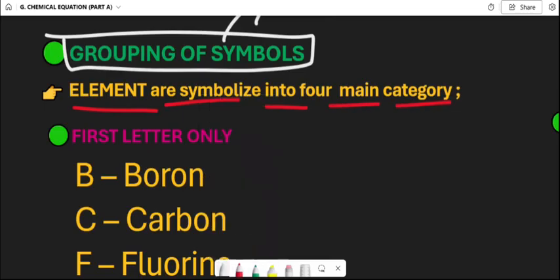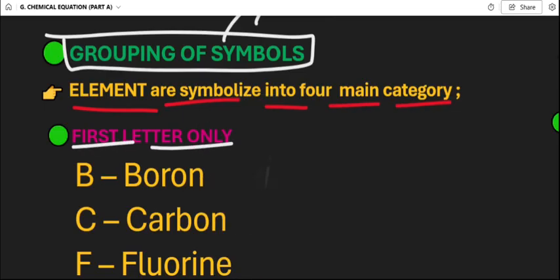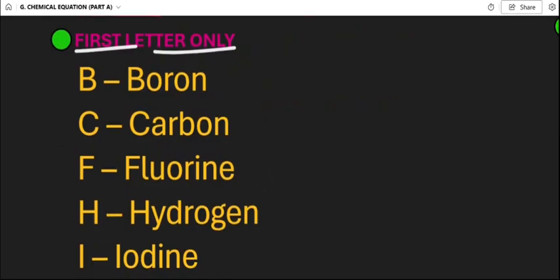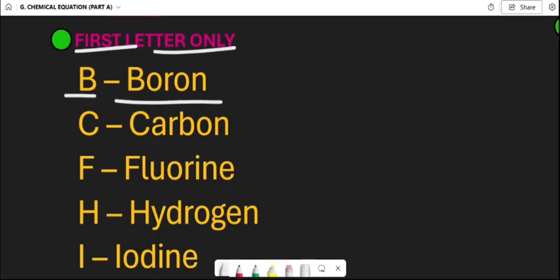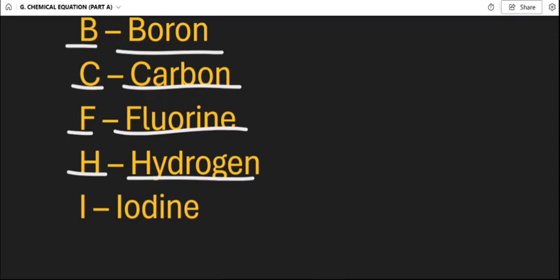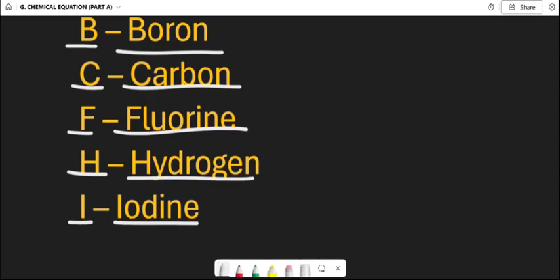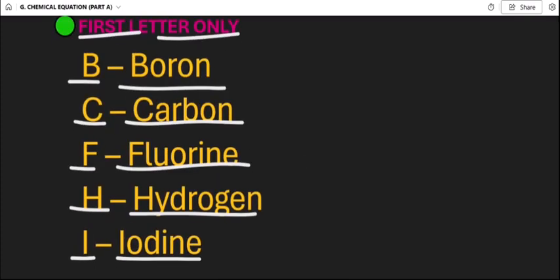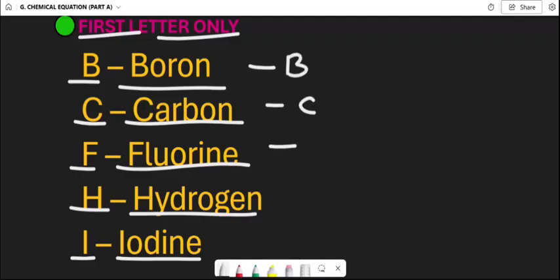The first one is called first letter only. Example of elements in which you represent the symbol with the first letter. As you can see, boron as B, carbon as C, fluorine as F, hydrogen as H, iodine as I. We have other elements, but I just give a few out of everything. So there are some elements that are categorized based on their first letter. So if you want to write them, you will write the first letter to represent them.